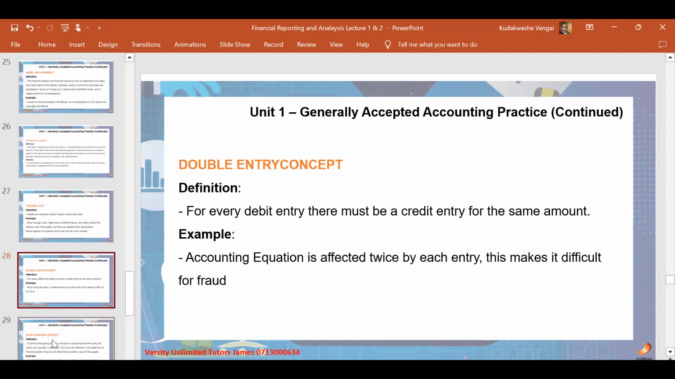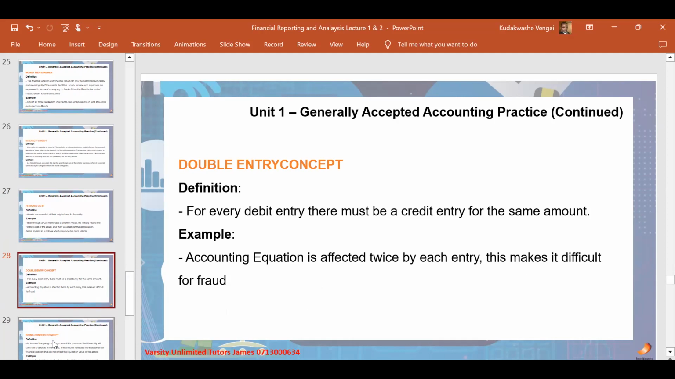Right. Next one is double entry. Double entry is what I showed you when we were doing the accounting equation. For every debit entry, there is going to be a credit entry. For every entry that you make in your accounts, you should always balance. That's where double entry comes in.